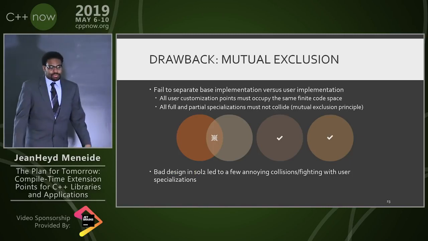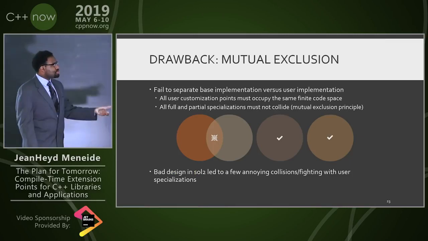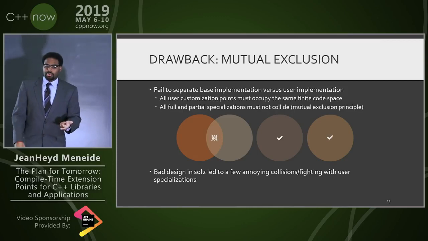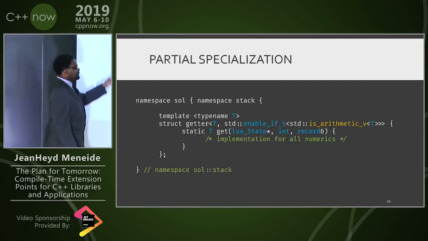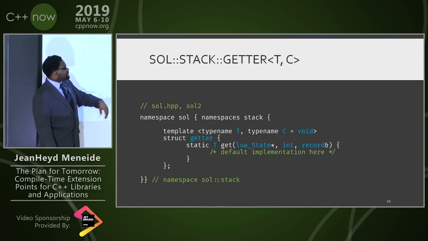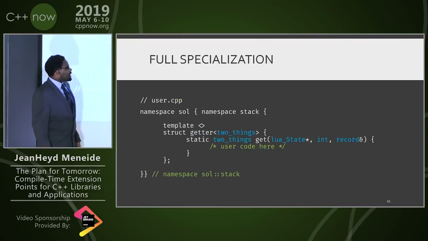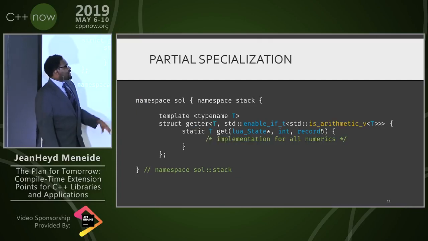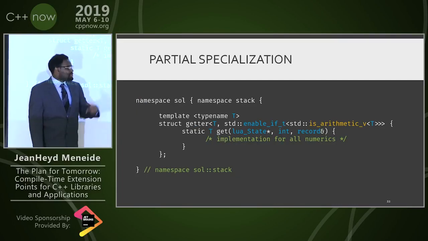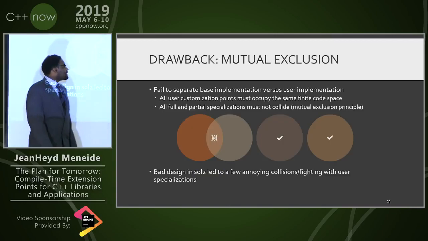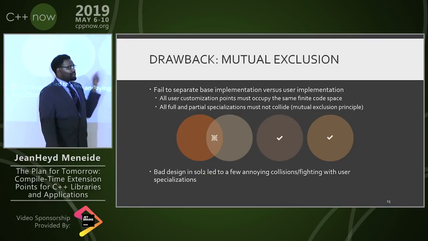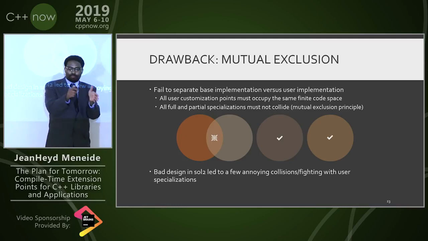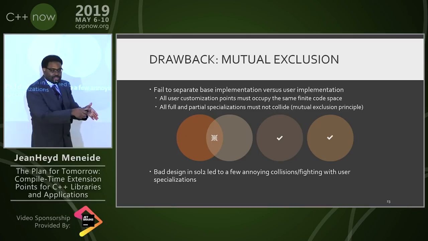So there's a drawback to this. The drawback is that there's a mutual exclusion principle that has to be adhered to whenever you specialize templates. In my example, I have one for arithmetic, I have one for toThing, and then I have my base template. The base template is just what's picked if nothing else is picked. This one is picked when I pass in toThing, and this is picked when I pass in int, double, int64_t, stuff like that. These all exist in a happy place where they're not colliding with each other. They all take different places of the type space universe.